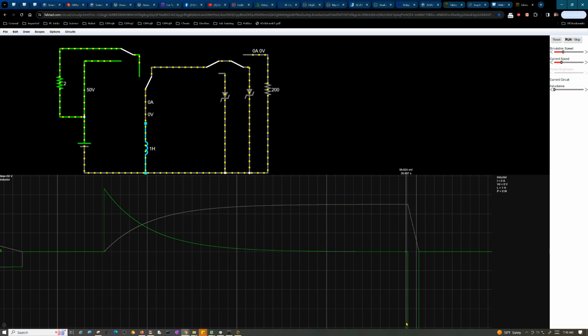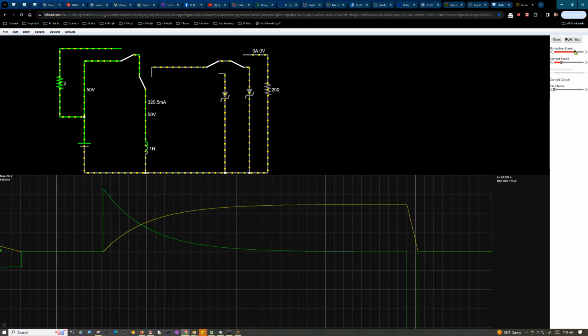Alright, so, because the inductor is basically trying to maintain its current flow, but it can't, it generates a very large voltage, and you'd see, if I slowed it way down, you would see that it's like 100 volts that it's discharging at.